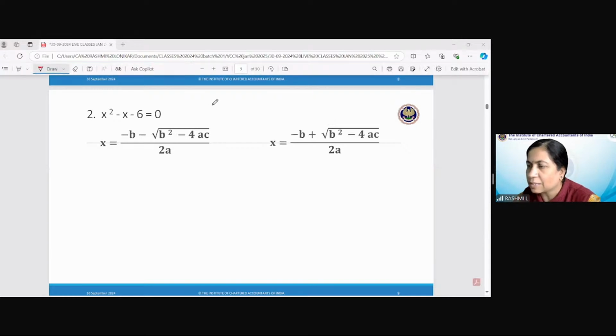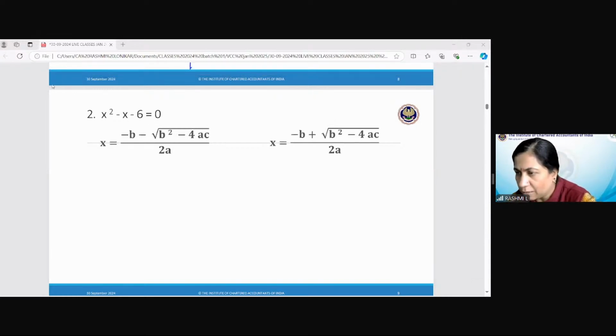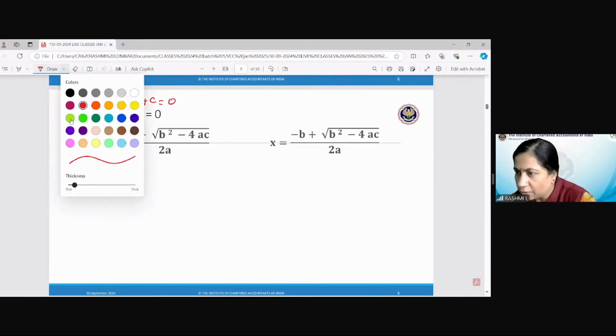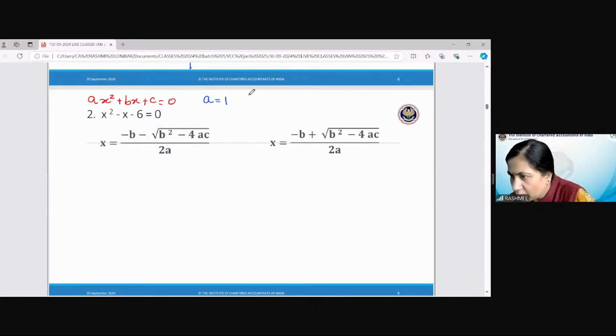So now let us see the next sum. So what is my general equation? Ax square plus bx plus c is equal to 0. So now I will find out here. A is equal to how much? 1. B is equal to how much? -1. And C is equal to how much? -6. 1, -1, -6. We will check once again.